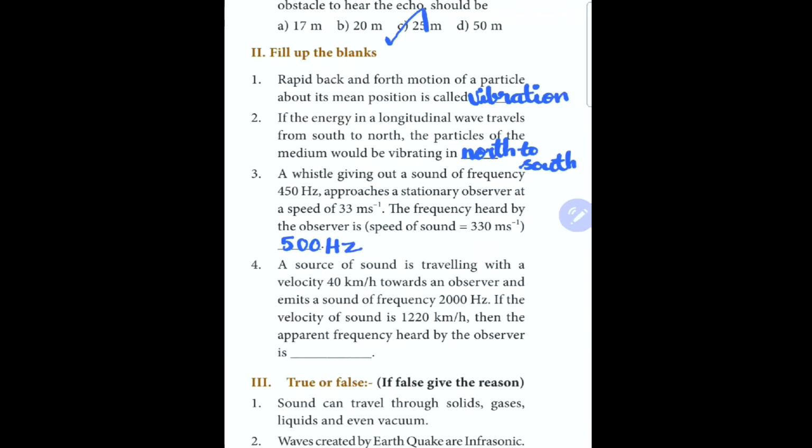Fourth question: a source of sound is traveling with velocity 40 km per hour towards an observer and emits a sound of frequency 2000 Hz. If the velocity of sound is 1220 km per hour, then the apparent frequency heard by the observer is 2068 Hz.